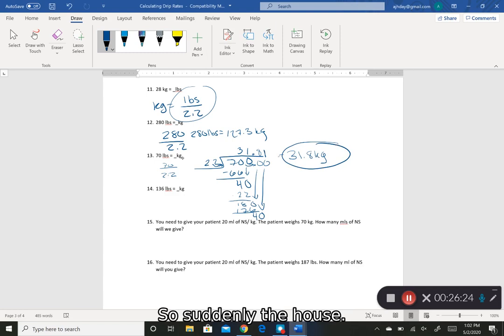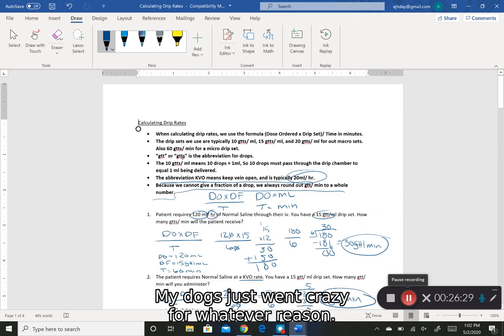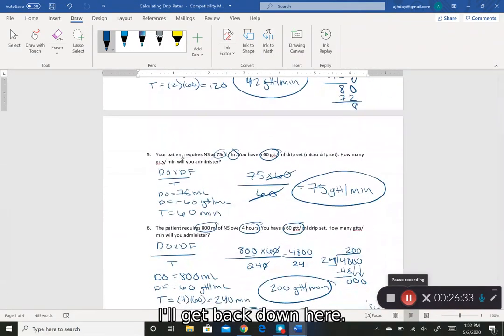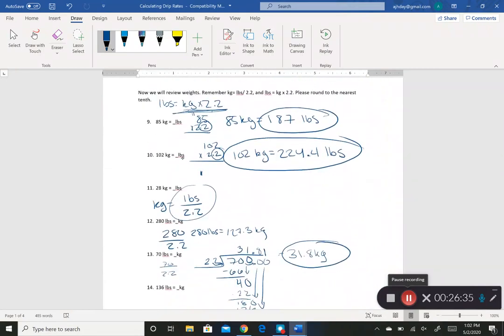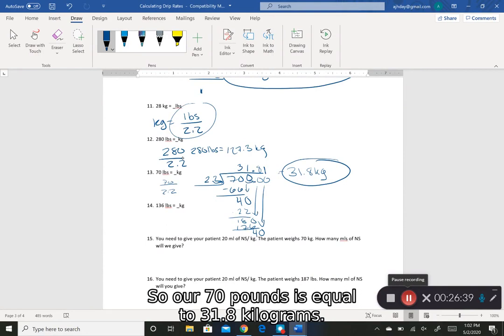So 70 pounds. Sorry about that. My dogs just went crazy for whatever reason. Get back down here. So our 70 pounds is equal to 31.8 kilograms.